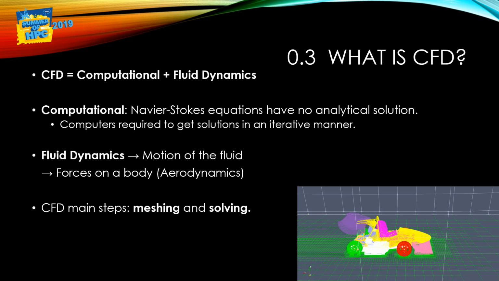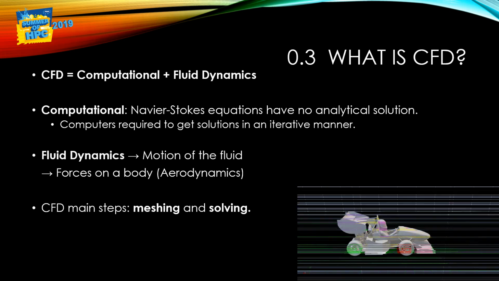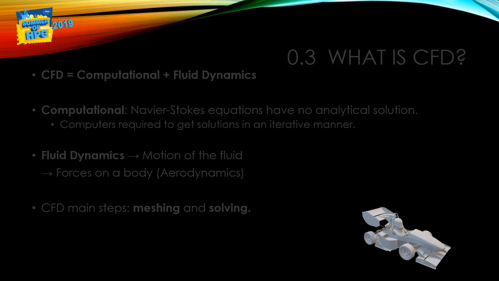CFD consists of 2 main steps: meshing, which revolves around dividing the fluid domain into small cells, as can be seen in the picture below, and solving, which consists of getting the values of the velocity, the pressure, and the rest of fluid and flow variables at each of the small cells.